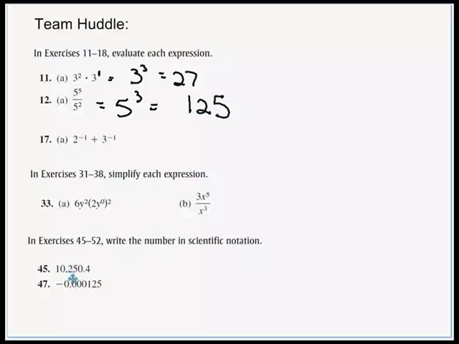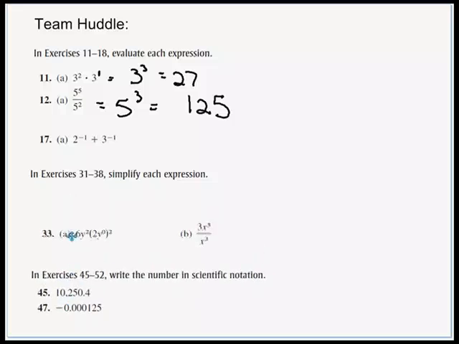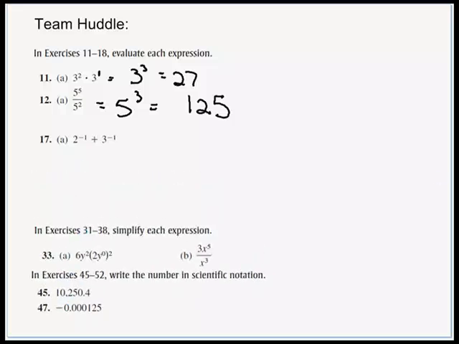Aha, 17 might be a little tricky. 2 to the negative 1 plus 3 to the negative 1. Well, negative exponents, let's get rid of them. 2 to the negative 1, we move the 2 to the negative 1 downstairs and make it positive, so that's 2 to the 1st, or just 2, 1/2, plus 3 to the negative 1. That becomes 1 over 3 to the 1st power.